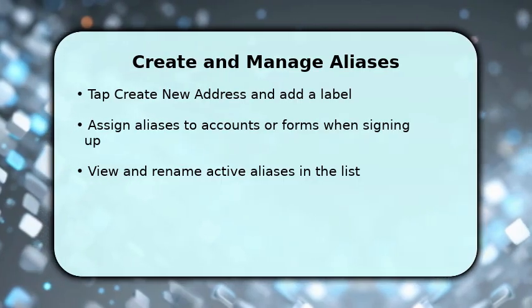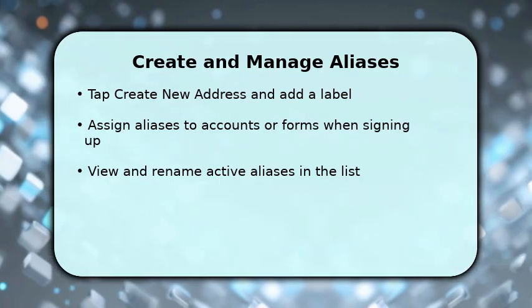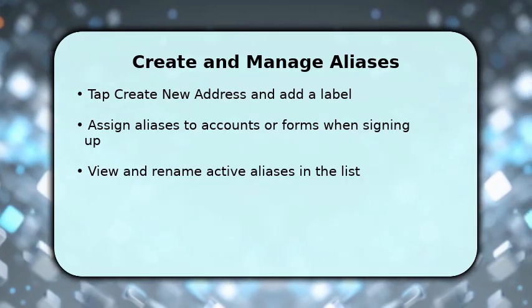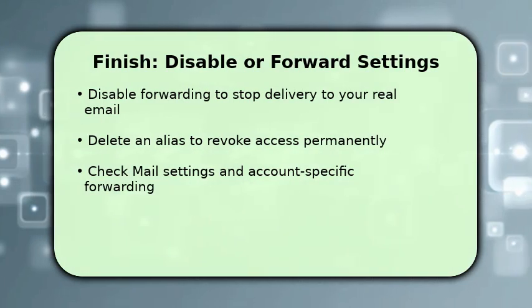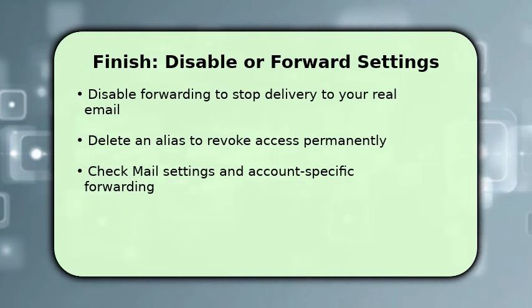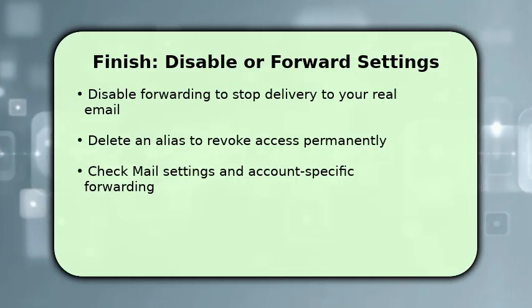To manage aliases, return to Hide My Email to view, rename, or disable any entry. Make sure to remove an alias if spam starts arriving. Finish by adjusting delivery and access. To stop messages reaching you, open the alias and disable forwarding or delete the alias entirely to cut off emails.